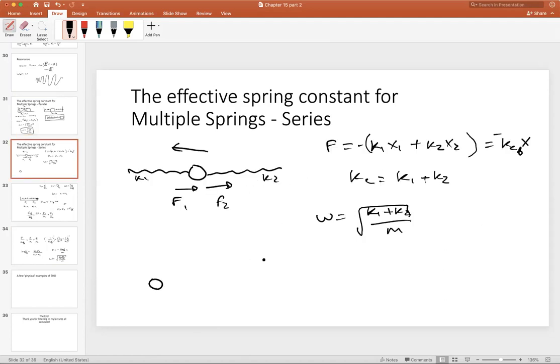X and X would be the same, therefore X would be K1 over... yeah, if all the X's are all the same and all the forces are all the same, then all the K's are all the same. So you just add them together. Pretty sure I did that right.